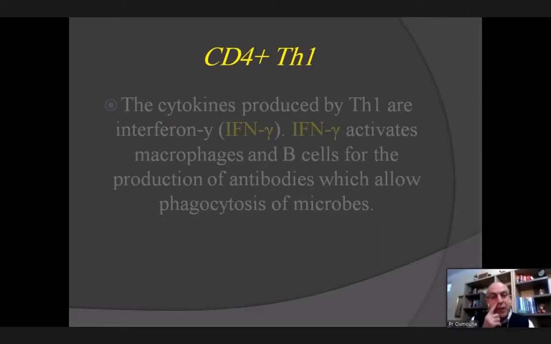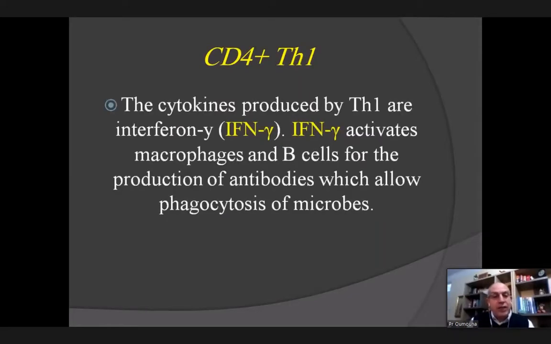CD4 TH1. The cytokine produced by TH1, the most important, is interferon gamma. Interferon gamma activates macrophages and B cells for the production of antibodies, which allow phagocytosis of microbes. So based on the cytokine, we know what kind of subclass of CD4 cells we have. If we have interferon gamma, then we have Th1.